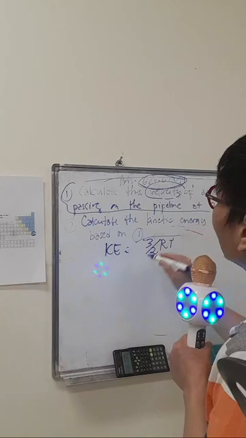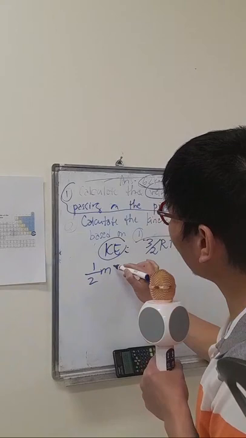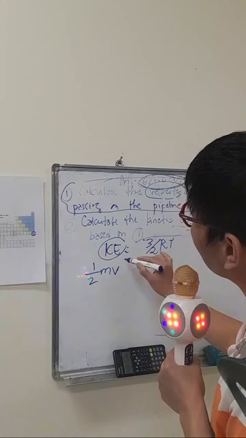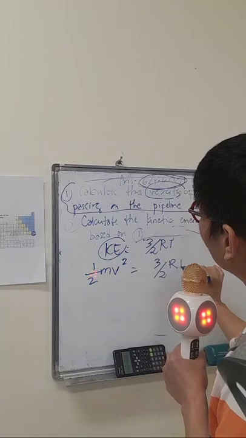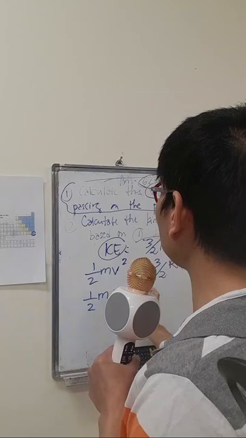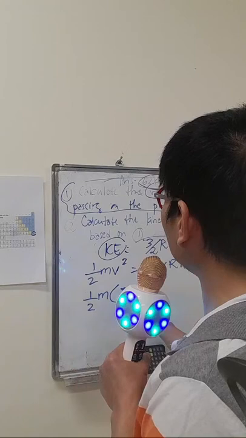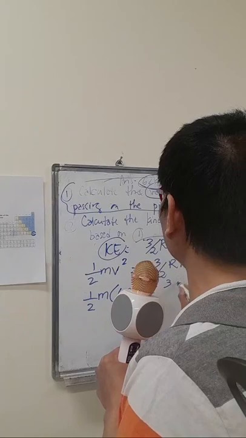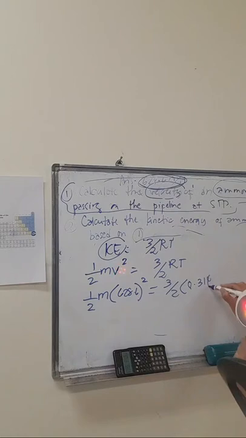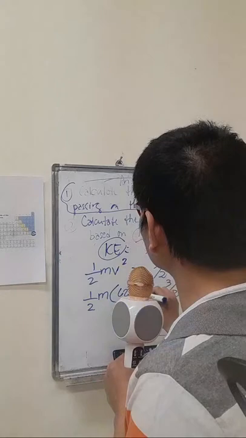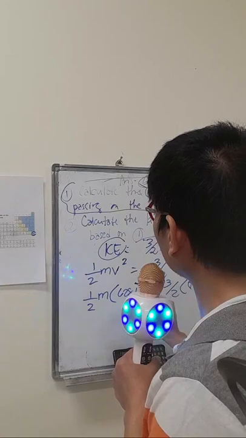Then kinetic energy is equal to 1/2 mass times the velocity squared, which is equal to 3/2 RT. So substitute the values. Mass times the velocity, 628.6, raised to the power 2 is equal to 3/2 times R, 8.314, times 273.15. Looking at the units, Kelvin times Kelvin cancels, and then we have meter squared, so this is going to be meter squared per second squared.